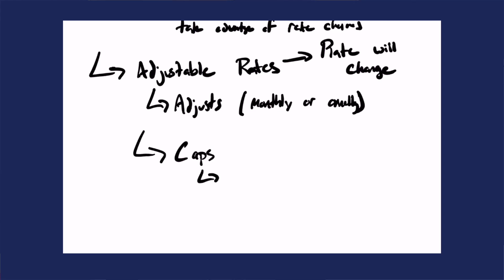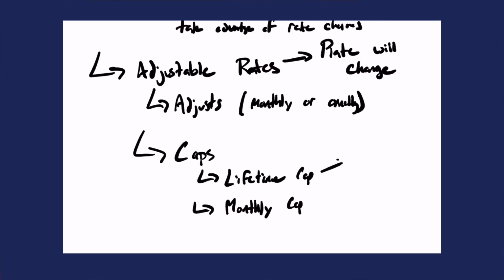So you have two types of caps. You have a lifetime cap and you have a monthly cap. A lifetime cap means that the interest rate will never go above a certain number for the remainder of the life of the loan. Usually that's either 5 or 10%. And it's important to note when we're talking about lifetime caps, we're talking about 5 or 10% above the initial rate on a loan, not 5 or 10% as the total rate.